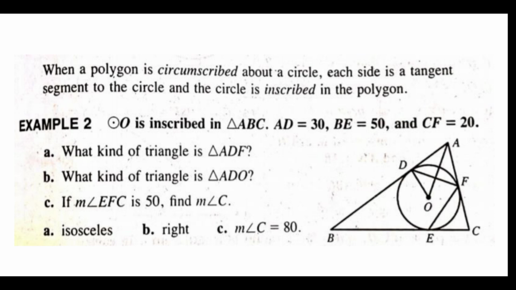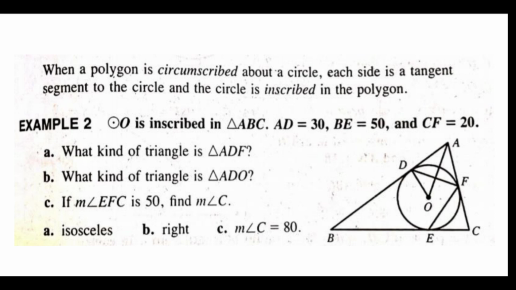Each side is a tangent segment to the circle, and the circle is inscribed in the polygon. In this example 2, circle O is inscribed in triangle ABC, and AD is equal to 30, BE is equal to 50, and CF is equal to 20. Now look at the figure. Letter A, what kind of triangle is triangle ADF? It is called an isosceles triangle. Why? By Corollary 1, two tangent segments from a common external point are congruent. So segment AD is congruent to AF, and by definition, an isosceles triangle is a triangle that has two sides of equal length.